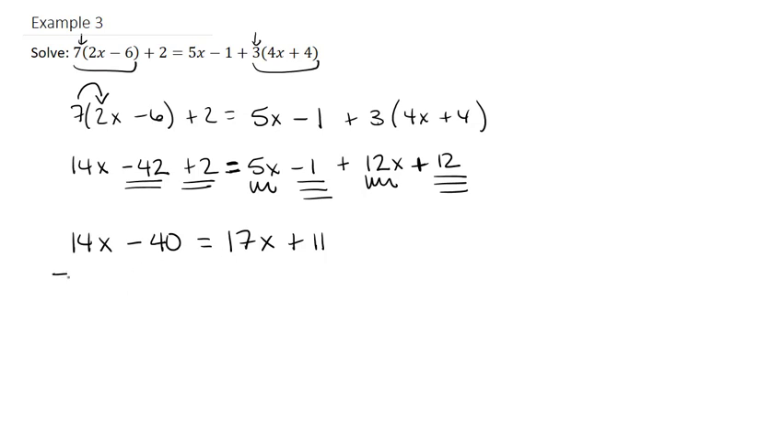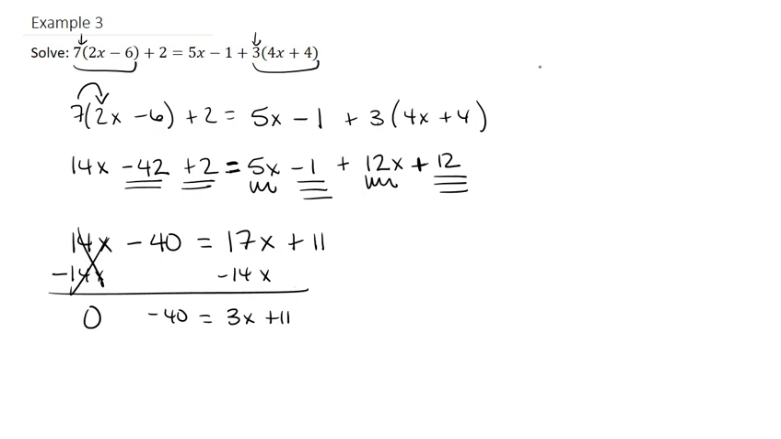Now we can go ahead and subtract this 14x from both sides. This gets rid of it here, this becomes 0. So we have negative 40 equals 17x minus 14x, which is 3x plus 11. So now we have negative 40 equals 3x plus 11. So now we need to subtract 11 on both sides to get rid of it on the right-hand side, so we're left with just 3x, because our whole point is to get x all by itself.